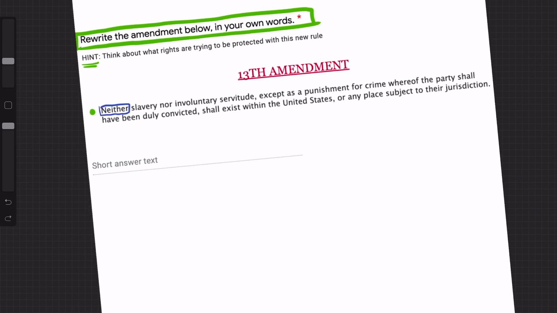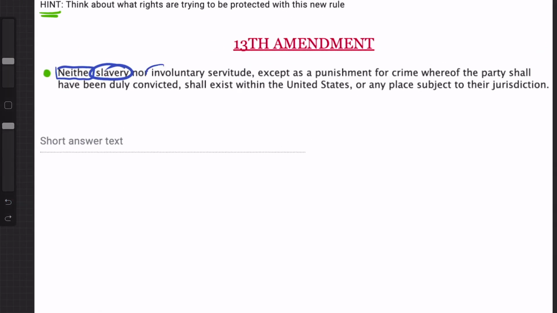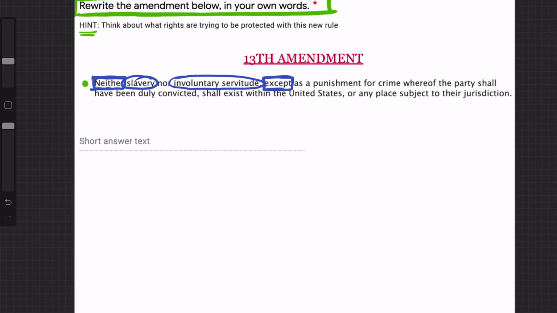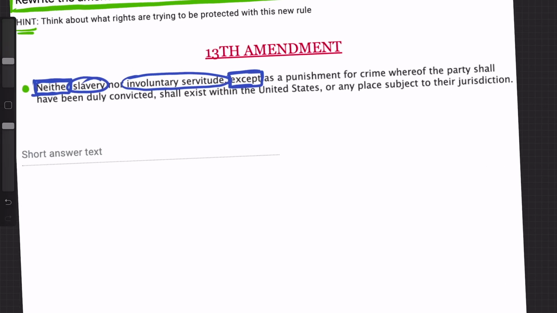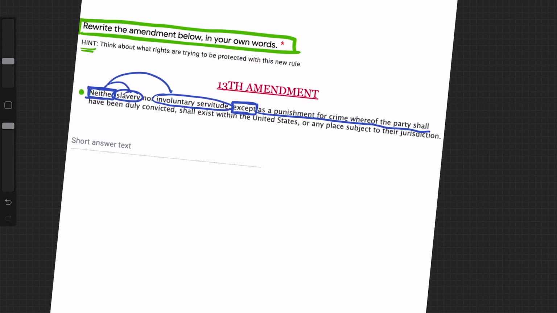So neither this thing or this thing is going to be allowed, except. So right now, keywords are neither, except, and that's pretty much it. So neither slavery, neither this thing or this thing will exist, except as a punishment for a crime. Okay, so let's look at the hint.